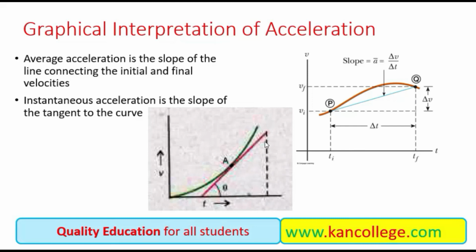will give the instantaneous acceleration. How will we calculate the slope? By taking the ratio of the perpendicular to the base. So to calculate the instantaneous acceleration, we have to use the tangent, and the slope of the tangent describes the instantaneous acceleration at a certain point.